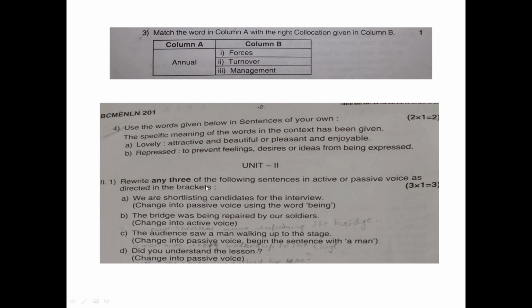Second unit, rewrite any three of the following sentences in active or passive voice as directed in the brackets. First one, we are shortlisting candidates for the interview. So how to write in passive? The object is candidates, so you can say candidates are being shortlisted for the interview.